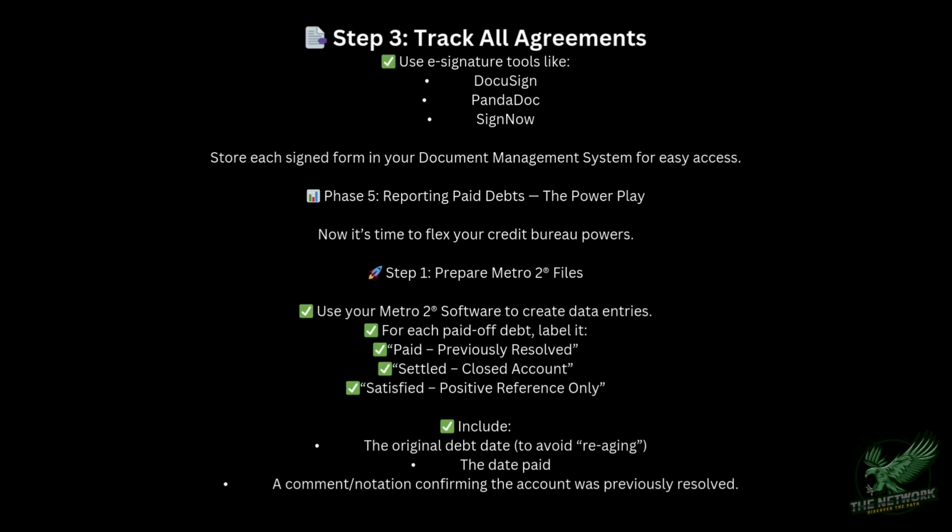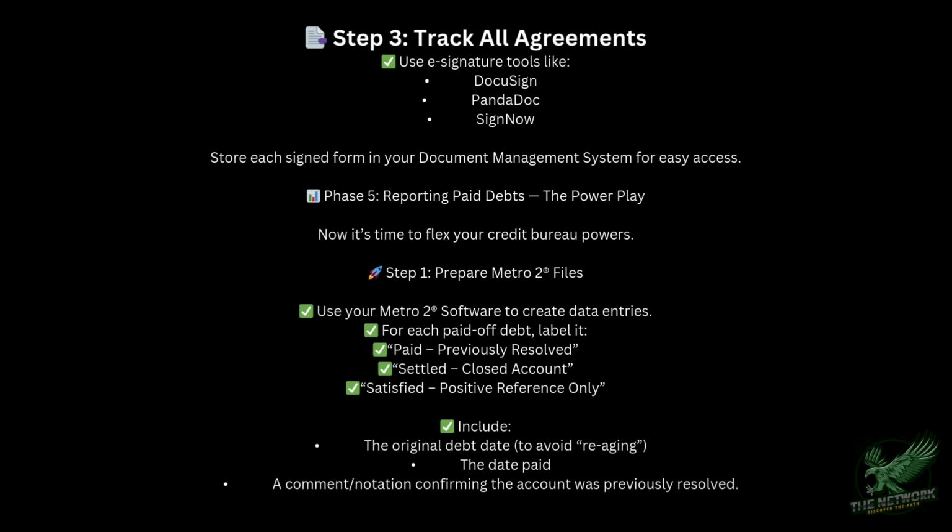So step 3, track all agreements. Use e-signature tools like DocuSign, PandaDoc, or SignNow. DocuSign is what we usually use when we're helping someone reassign some debt over to their credit profile. And then we store each signed form in a document management system for easy access. So phase 5, reporting paid debts, the power play.